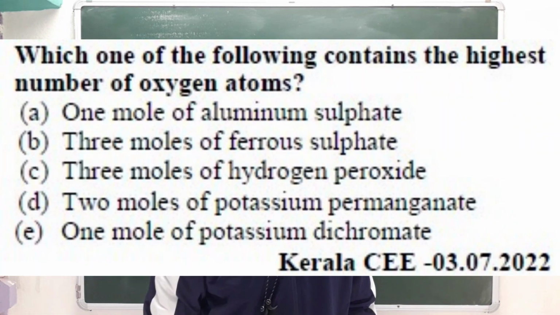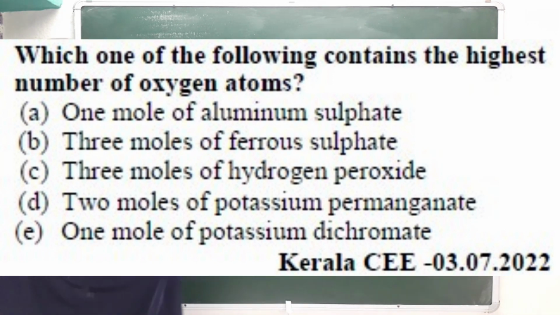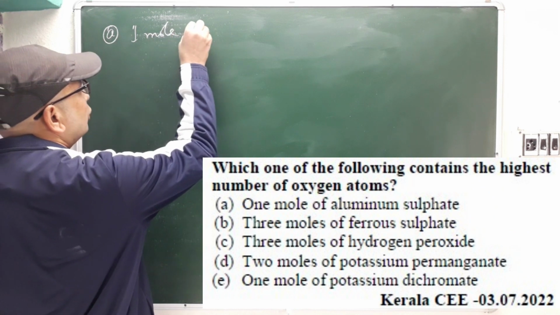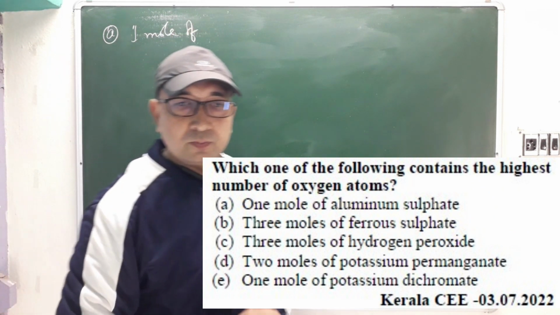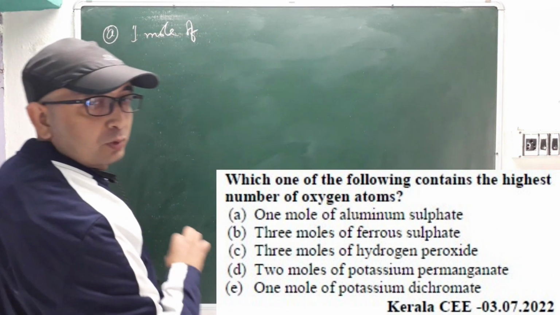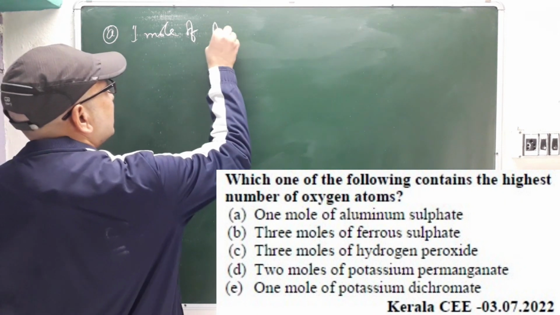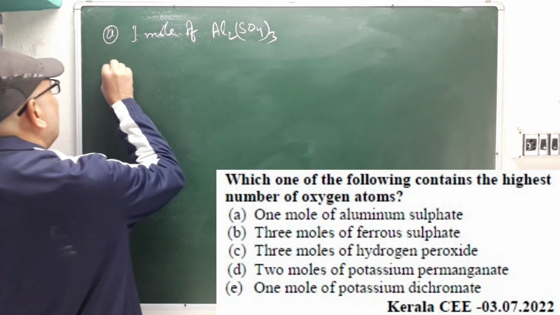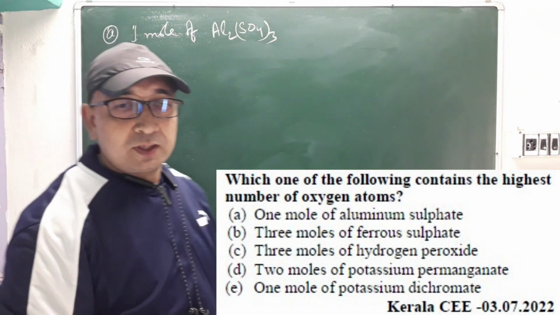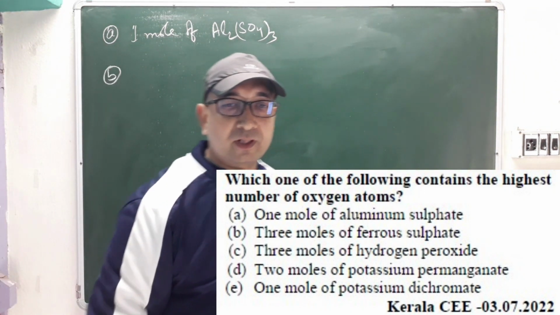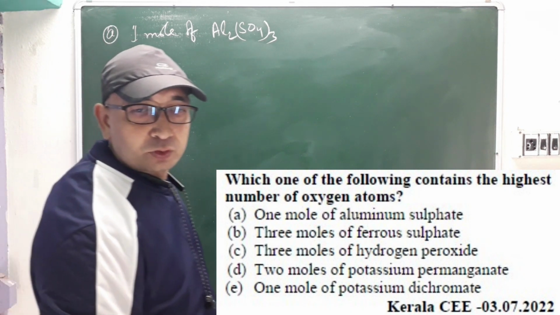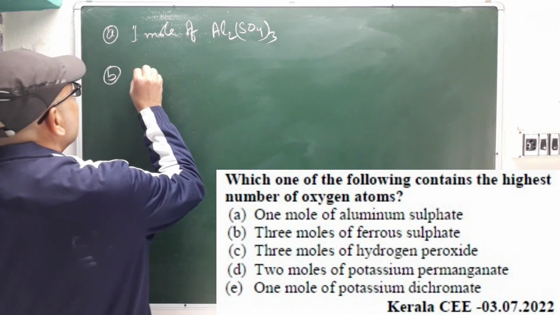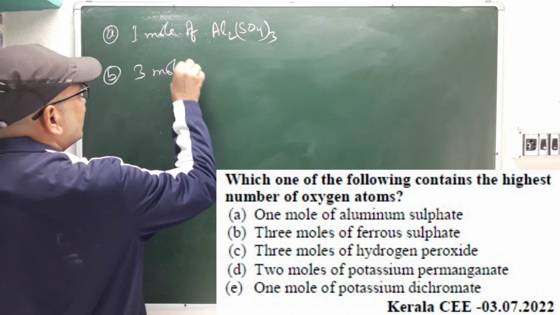Which one of the following contains the highest number of oxygen atoms? First option is 1 mole of aluminium sulfate, Al2(SO4)3. Option B, it has given 3 moles of ferrous sulfate.